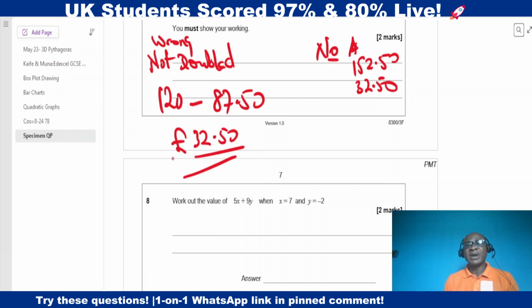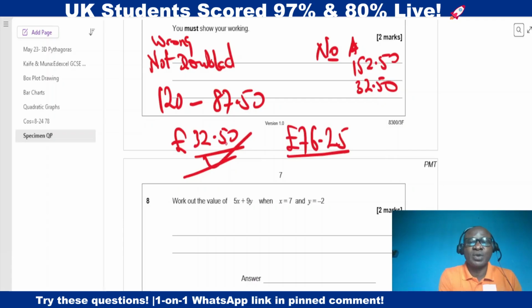All right, and the question now is, what is half of £152.50, which is the profit for week 1? £152.50 divided by 2 will give us £76.25. Now, this is half of the profit in week 1, but this is not exactly the profit he earns in week 4, which is not half of week 1.